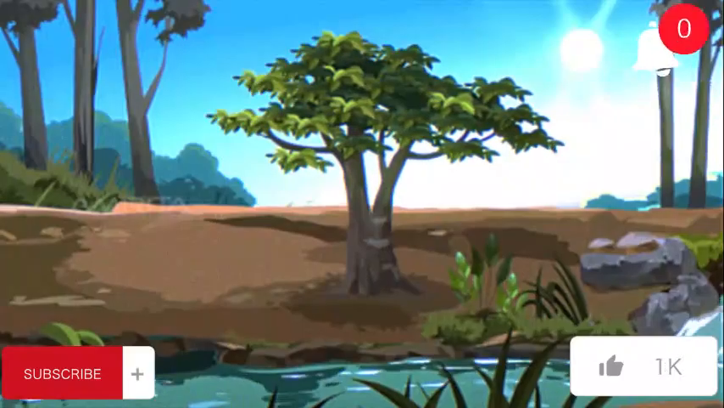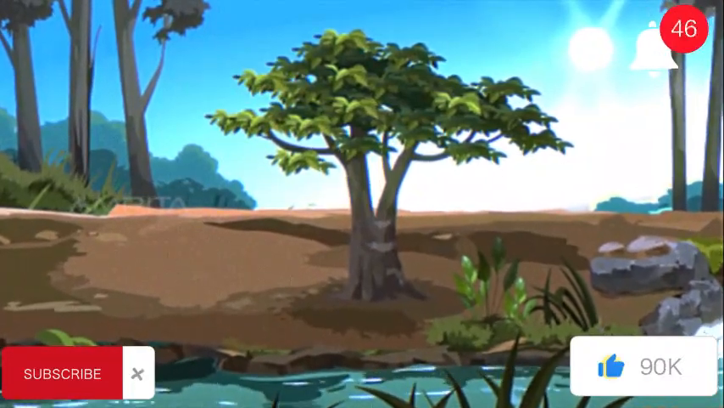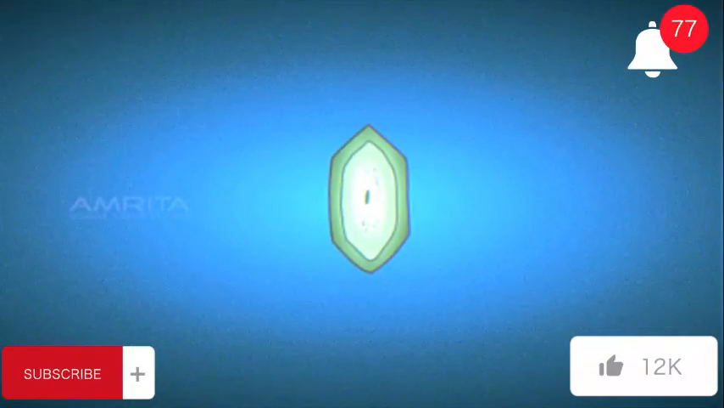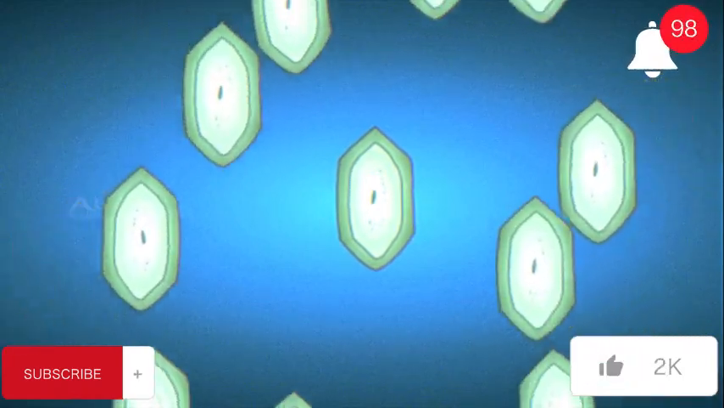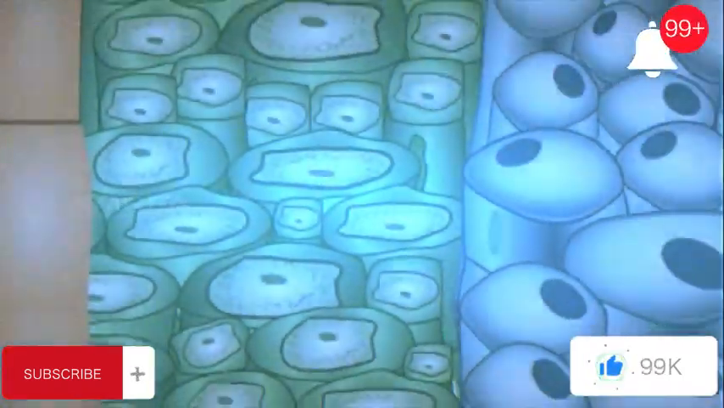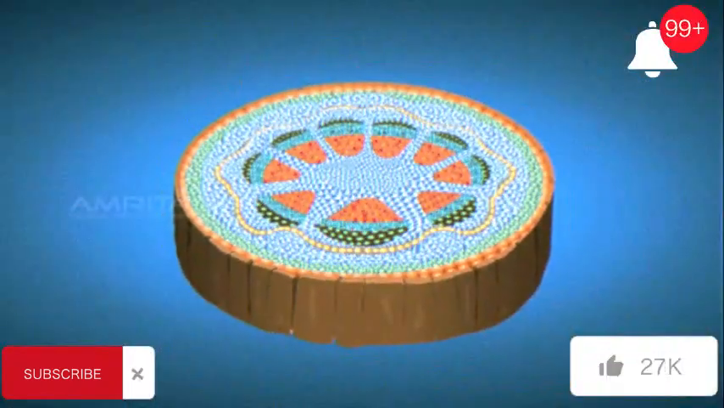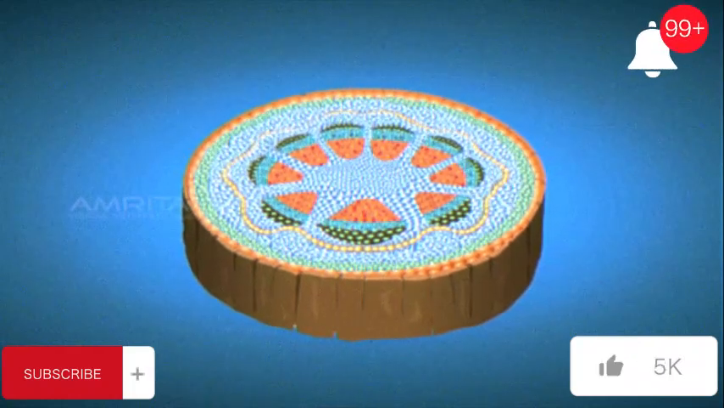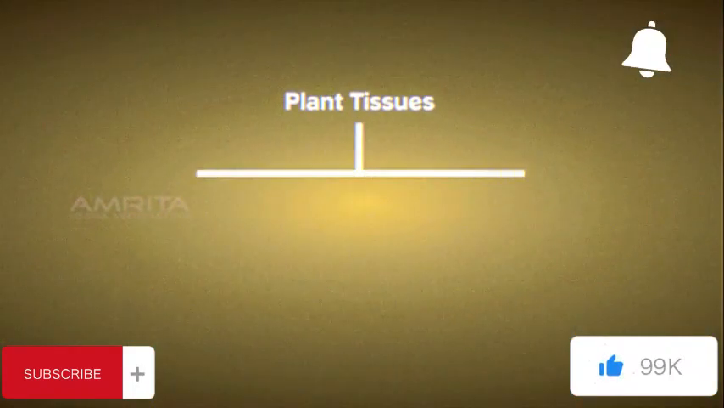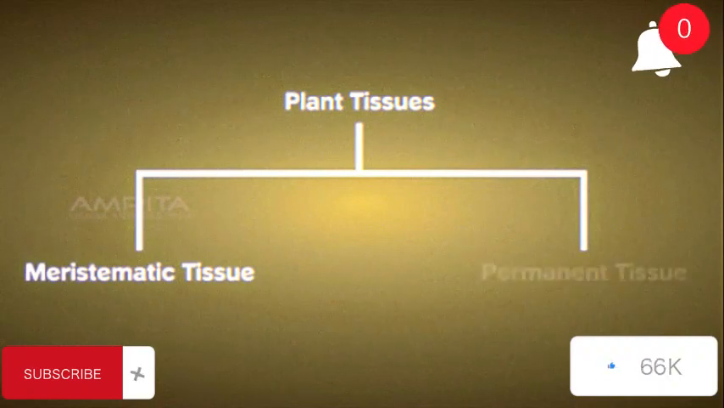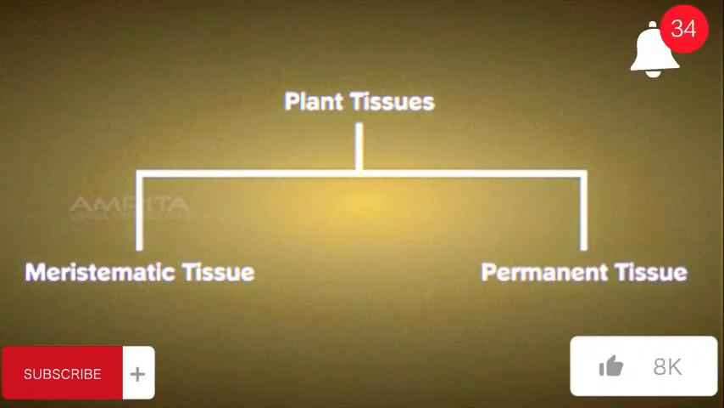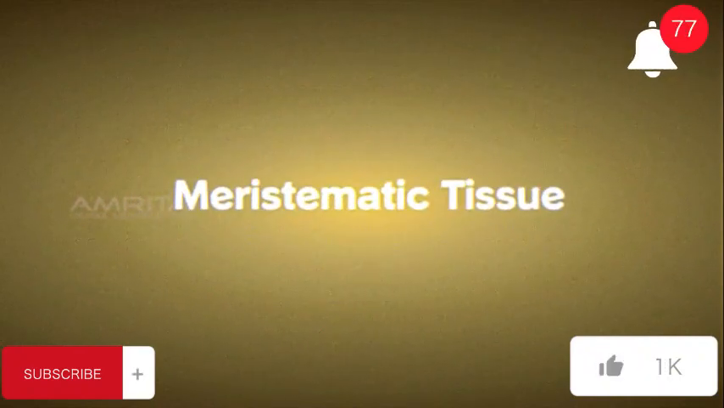These organs are made up of various tissues that perform these functions. A large number of specialized cells together form a tissue. Plant tissues are characterized and classified according to their structure and function. The two basic types are the meristematic and permanent tissues. Let us first look at the meristematic tissue.